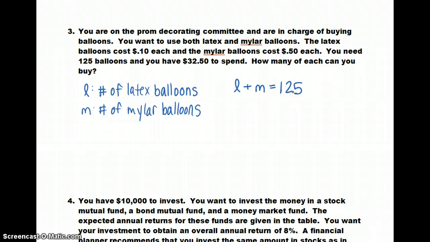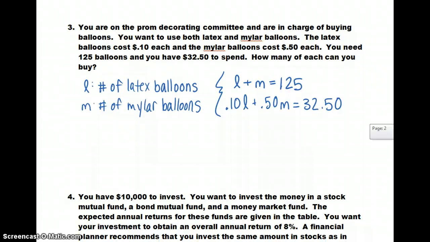My second equation has to do with the cost of the balloons. So the latex balloons cost 10 cents each, and the mylar balloons cost 50 cents each. And then I have $32.50 to spend. So if I multiply the cost of the latex balloons by the number of latex balloons, 0.10 L, and then add it to the cost of the mylar balloons times the number of balloons, 0.50 M, that needs to equal the total that I have to spend, which is $32.50. And there's our system of equations.